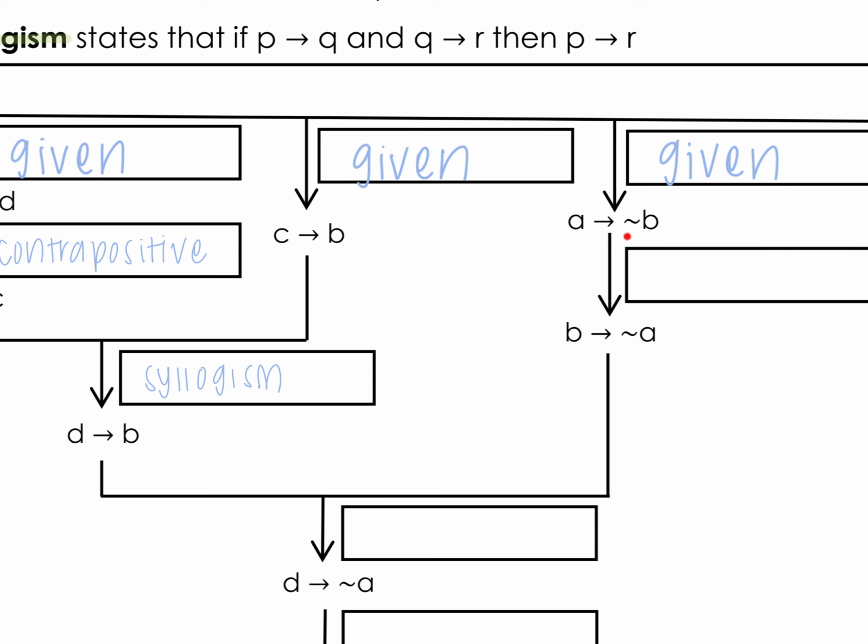And in order for us to do that, we are going to be negating it, but also needing to switch it so that it moves to the front. Because once again, I want to stress, converse and inverse are not reasons for your proofs. You only use given, contrapositive, and syllogism. So here we are going to be writing out that we are using the contrapositive.